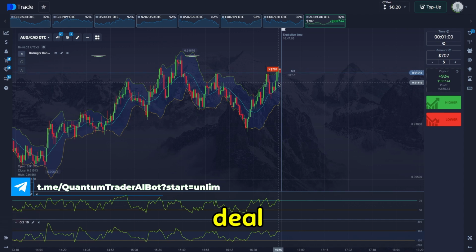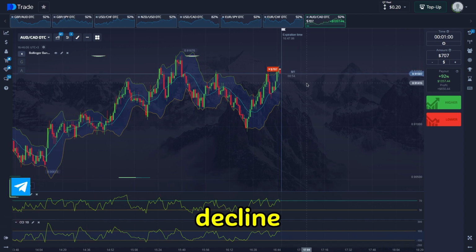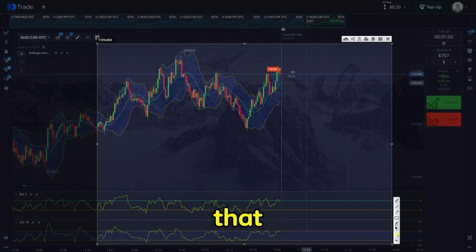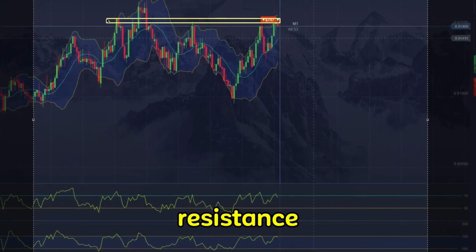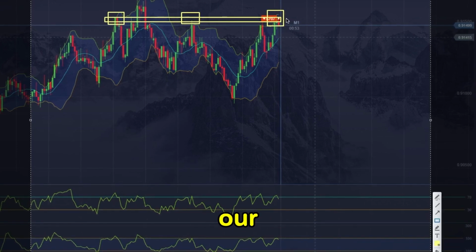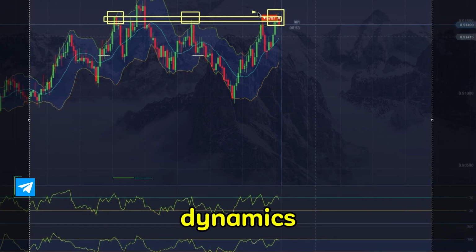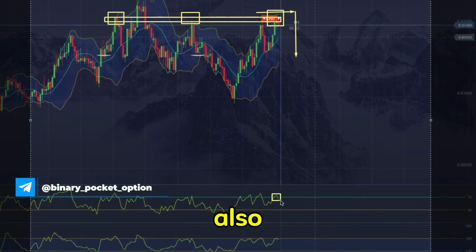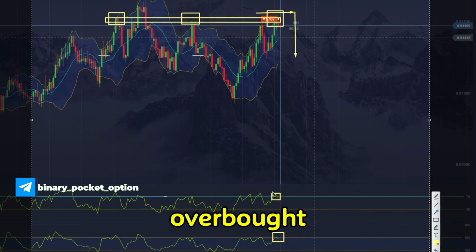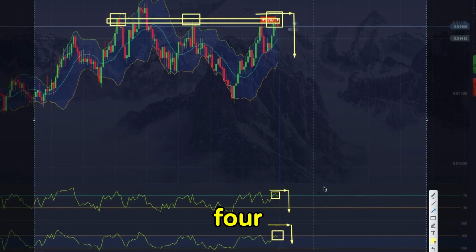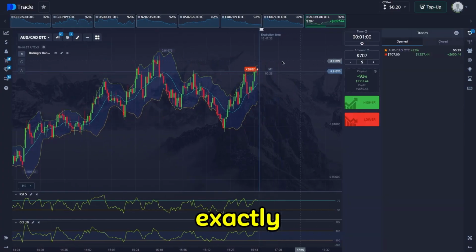And let's open a deal here again for a decline, but we open again according to the same principle. We have another picture that improves the picture for us. This is the resistance area. There is a third touch point touching the upper band of our channel indicator, the dynamics of the downward movement, and also the exit from the overbought area. Everything is absolutely the same, we have already opened 5 deals in exactly the same way.